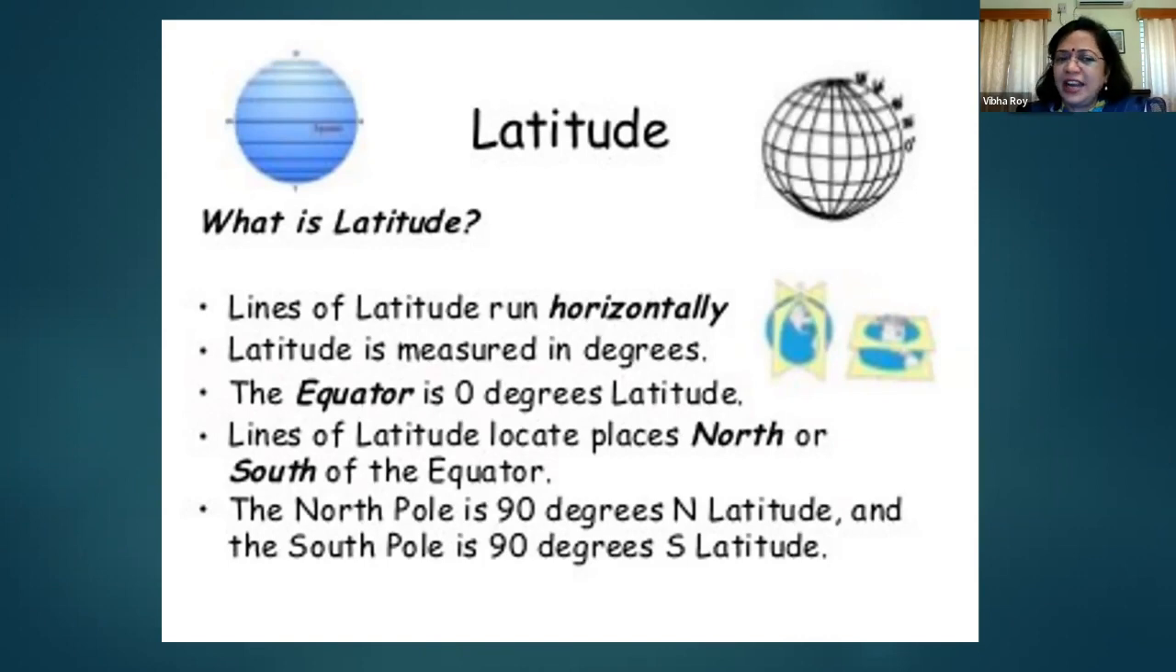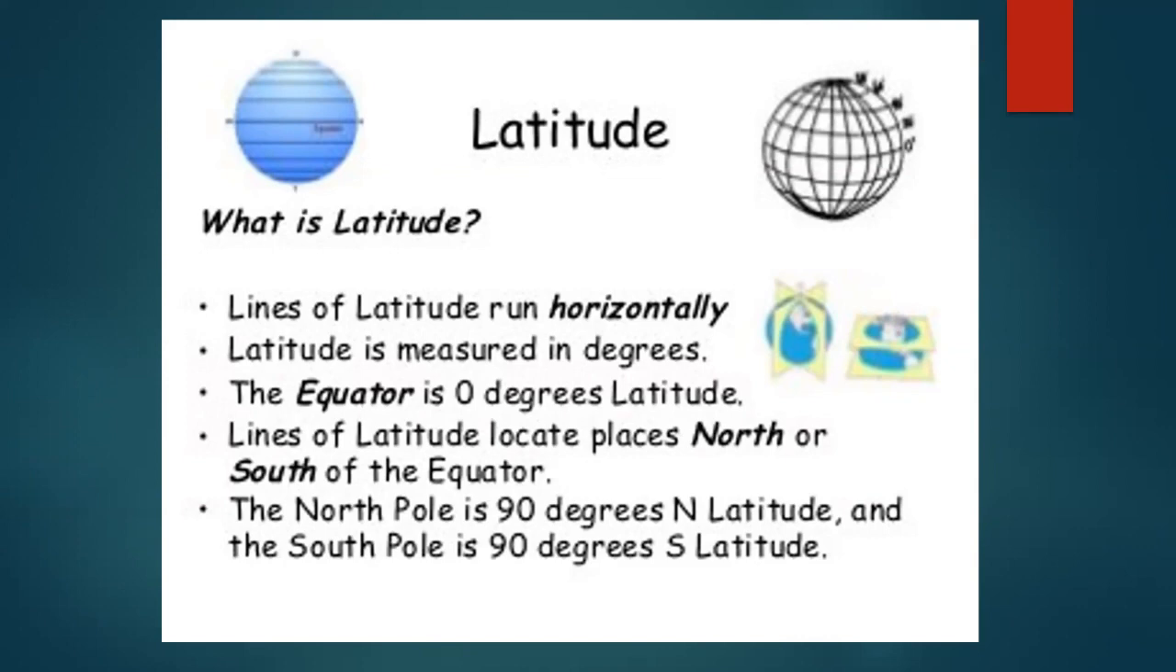What are latitudes? Lines of latitude run horizontally and they are measured in degrees. The equator is the most important line and the biggest latitude. It runs through the middle of the earth and divides the world into two halves. Above the equator is north latitude. Below the equator is south latitude.